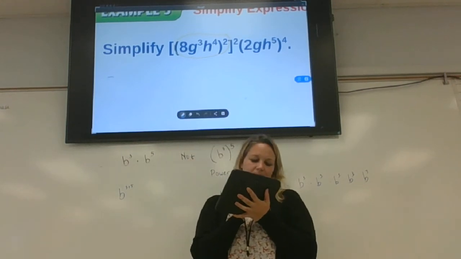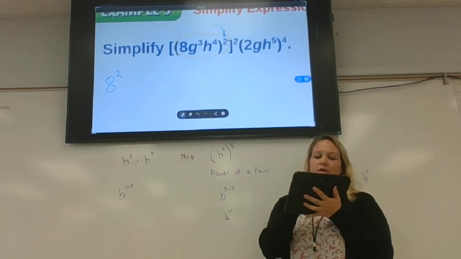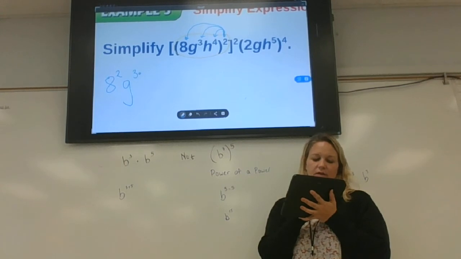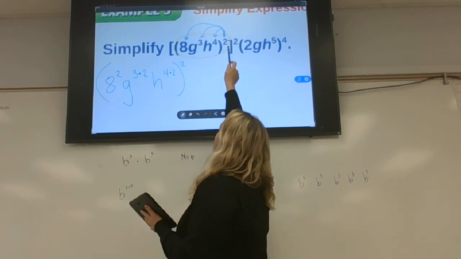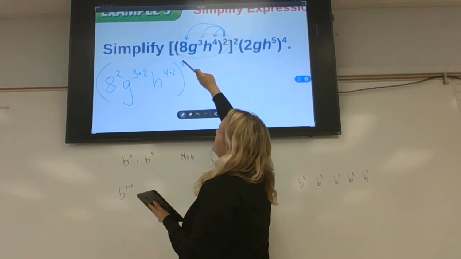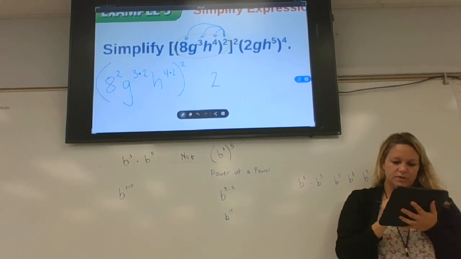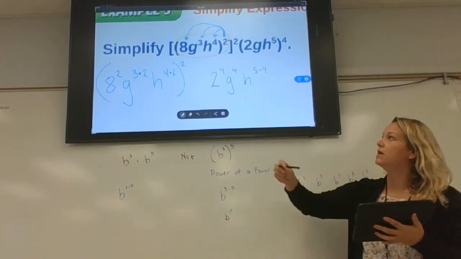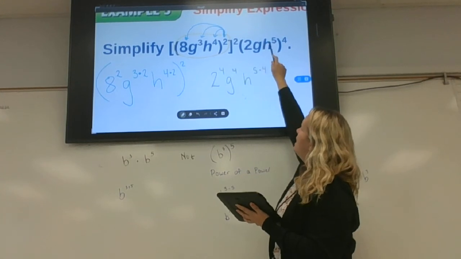All right, so here we go. 8 to the 2nd power. This little 2 goes to all of these little parts inside these parentheses. So I have G, 3 times 2, H, 4 times 2. And there's still another 2 on the outside. Over here, I can do that as well. I'm going to do 2 to the 4th, G to the 4th, H, 5 times 4. So this 4 goes to the 2. This is the one people forget.